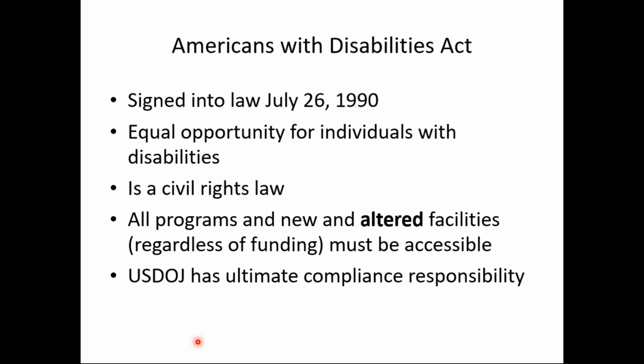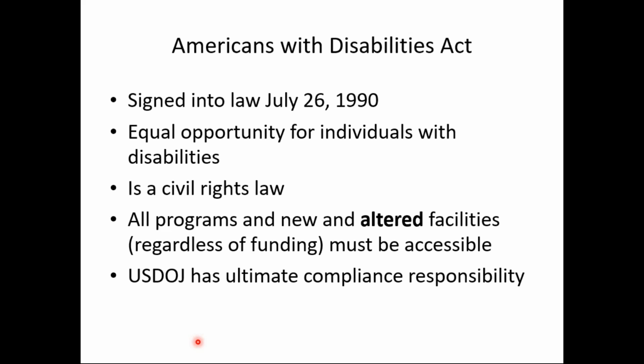It's probably fitting we're doing this class because, as you can see here, in a little more than a month we'll be at the 30th anniversary of ADA. It is a civil rights law, so it's a little bit different law type than maybe those of us in public works are used to dealing with. We may be more familiar with tort law or personal injury law, as it's sometimes called, rather than civil rights law. But basically, ADA says that we have to provide equal opportunity for individuals with disabilities.